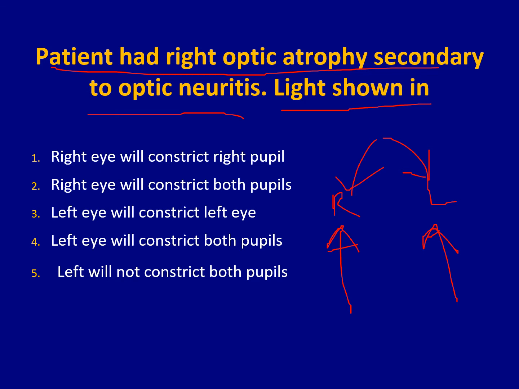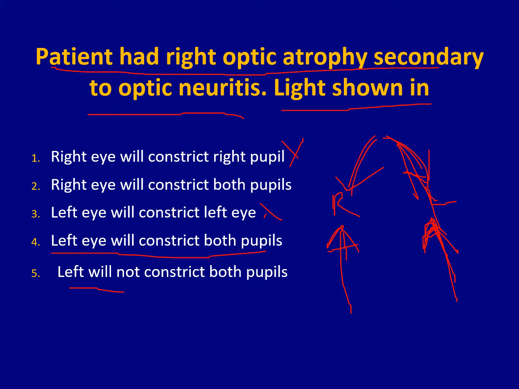Light shown in the right eye will constrict right pupil. No, because the afferent pathway is cut down. So that's gone. Light shown in the right eye will constrict both pupils. No, it will not constrict either pupil. Light shown in the left eye will constrict left eye. No, it will constrict both pupils. So that's gone. Light shown in the left eye will constrict both pupils. Yes, if you show the light in the left eye, afferent pathway is intact and it will constrict both pupils. So that should be the answer.